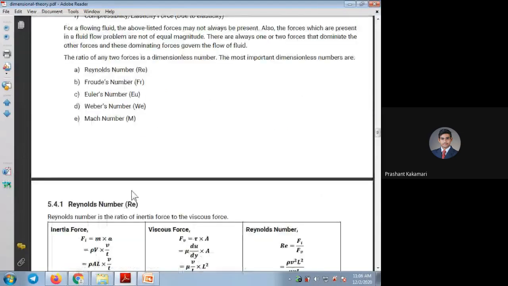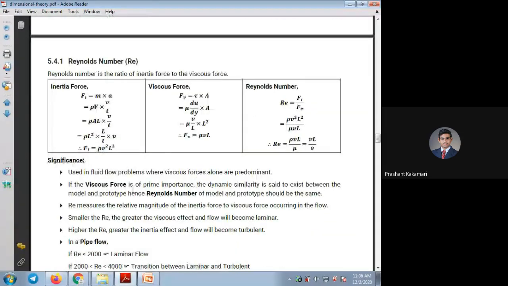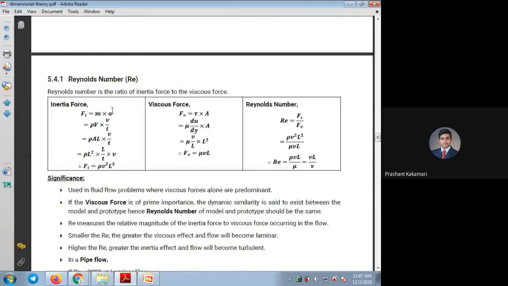So first, coming back to the Reynolds number. The Reynolds number is the ratio of inertia force to the viscous force. Now if you take the ratio, we have to prove it is dimensionless. Inertia force is nothing but mass into acceleration. The mass I can substitute as density into volume, and the acceleration I can write as change in velocity with respect to time. I hope you are understanding.